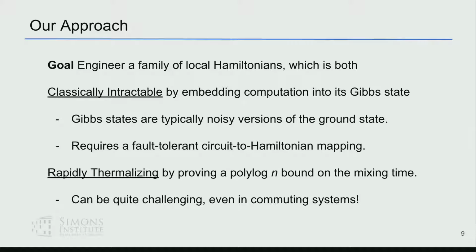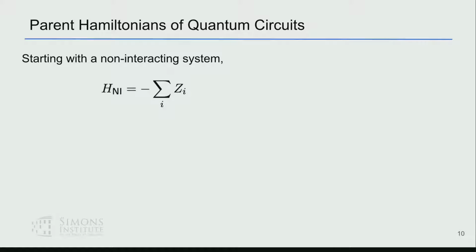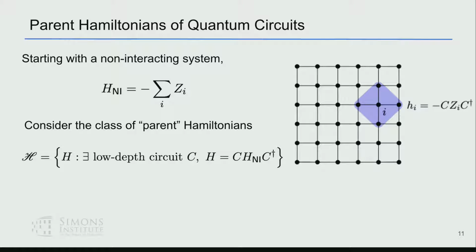So with that said, the real question is, what do our Hamiltonians look like? They're the well-known parent Hamiltonians of quantum circuits, which have found other applications in quantum learning theory and quantum complexity theory. To define them, we start with a very simple Hamiltonian, which is a sum of Z's. And then we consider the family which is conjugating the sum of Z's by a low-depth circuit.